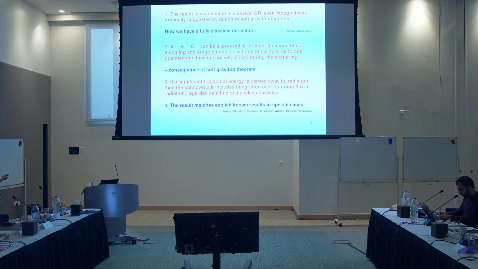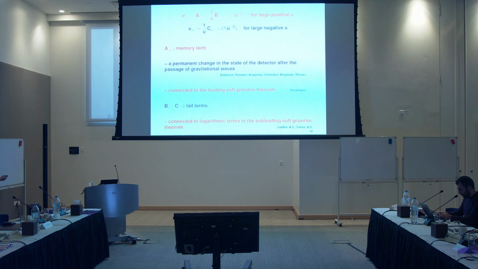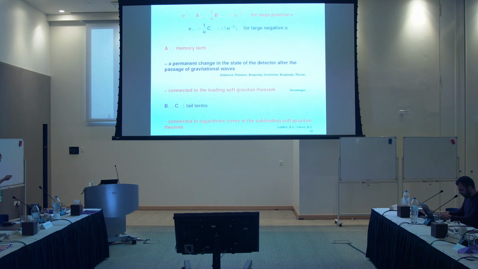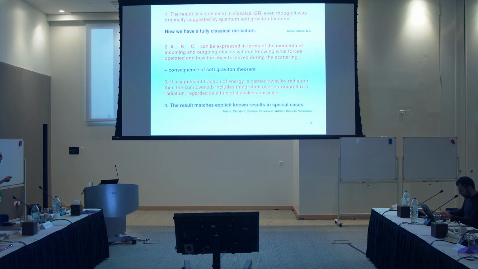So, the third point is a technical point. You see in this, you have a sum over all outgoing momenta as well as incoming momenta. Now, if it so happens that a significant fraction of the energy is carried away by the gravitational radiation, then the sum over a and b should also include integration over outgoing flux of radiation, because you can think of this outgoing flux of radiation also as a flux of massless particles. So, you think of a collision process that produces not only massive objects, but also massless particles in the form of gravitational waves, and they will also contribute to this sum.